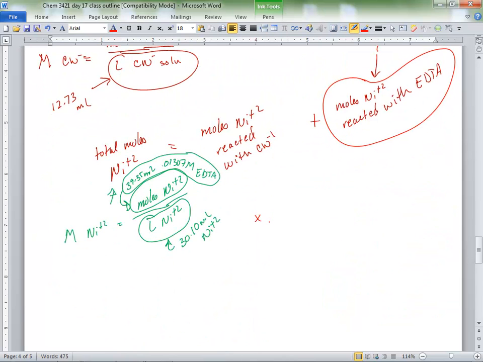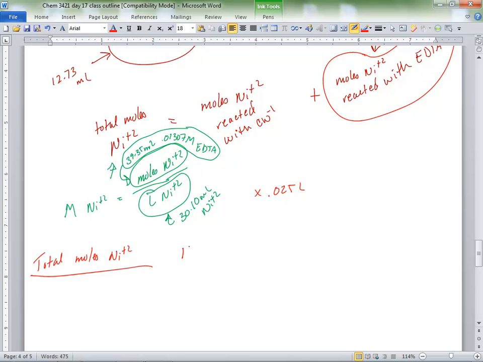Do you have to put it in molarity first to find it? Yeah, you do. Well, let's just find the total moles of nickel. Let's find that one first. We'll go from left to right. So first, find the molarity of the nickel.